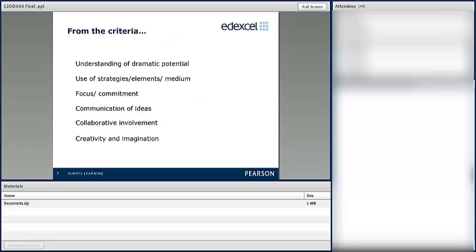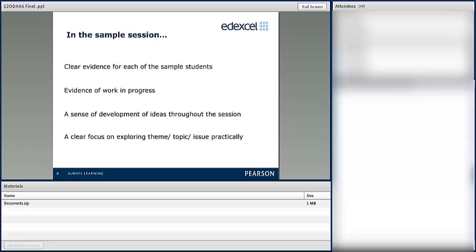Now, in Paper 1, students need to show their understanding of dramatic potential. And we talked about this a little bit earlier because we were thinking about how discussion is a good way of showing that, but it needs to be shown through practical drama. They need to show the use of the strategies, elements and medium of drama. There needs to be a sense of focus and commitment, which will be at varying levels depending on individual students. The communication of ideas, again, through practical drama tasks. There needs to be collaborative involvement and creativity and imagination.